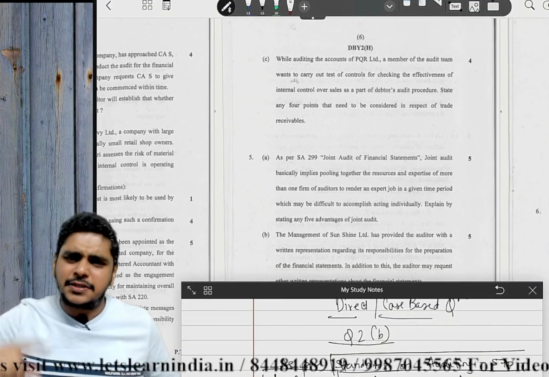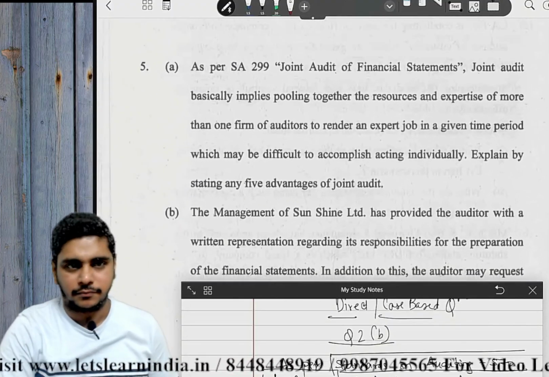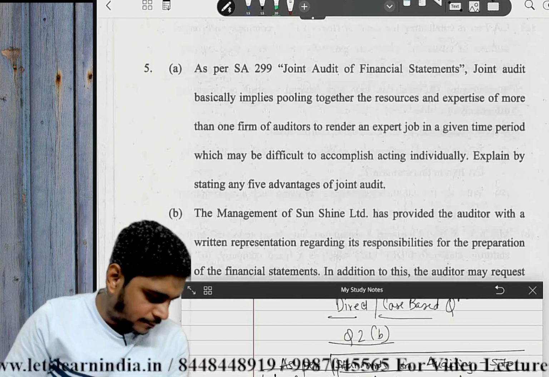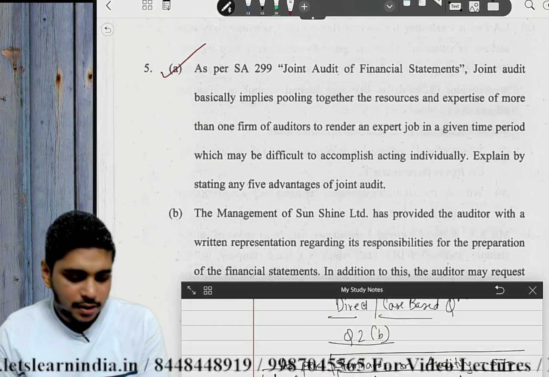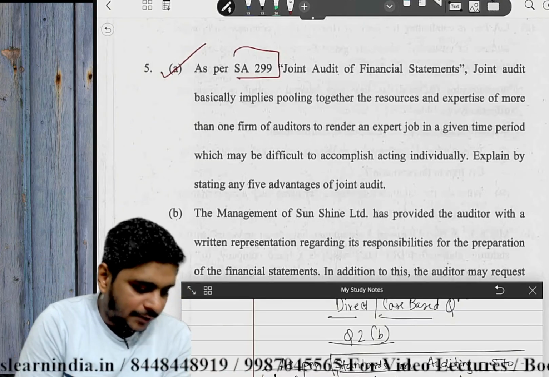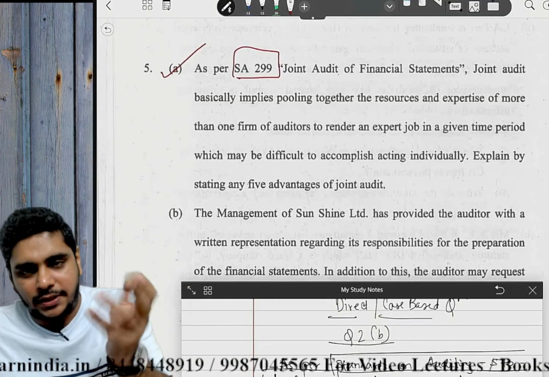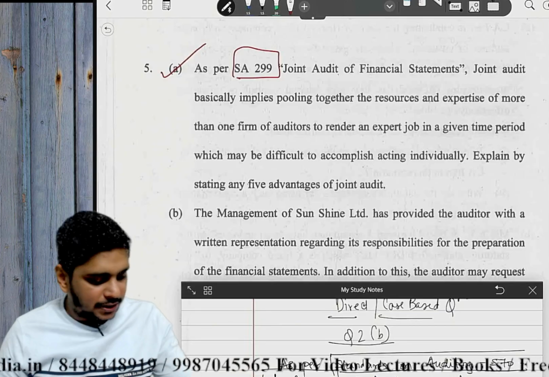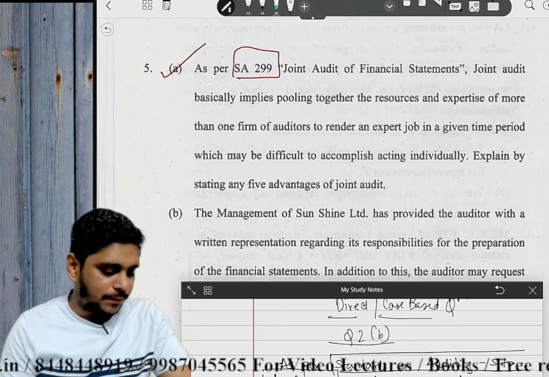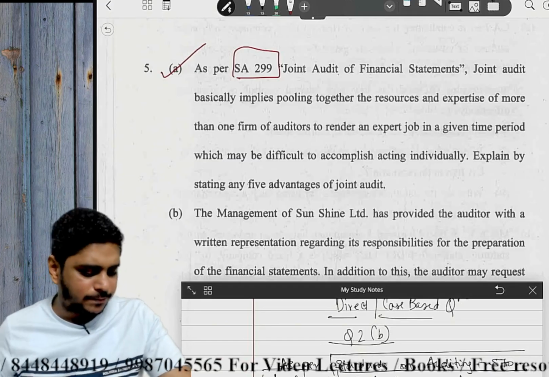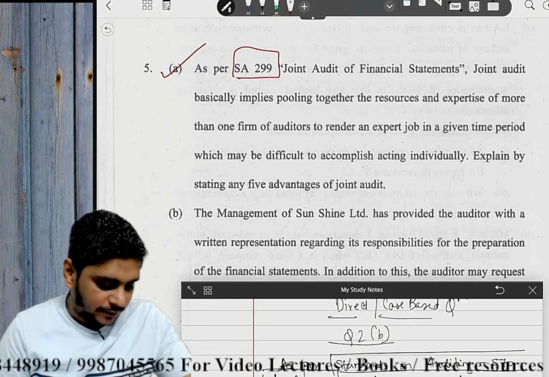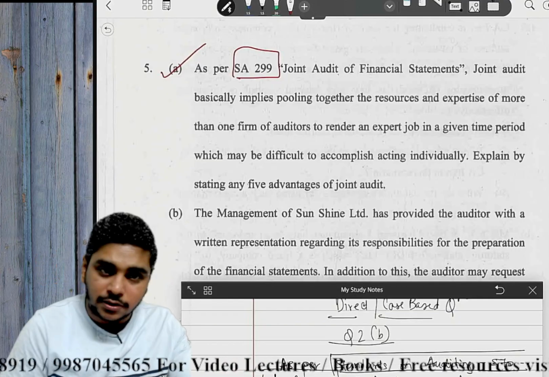Now let's take one more example so it becomes a little clear. Okay. Now again May 25 paper, because it's the latest paper. Question number 5A. Now clearly they have written essay 299. So you don't have to use your brain. Essay 299. Joint audit of financial statement. Joint audit basically implies pooling together the resources and expertise of more than one firm of auditors to render an expert job in a given time period which may be difficult to accomplish acting individually. So this is the 3/4 of the question.